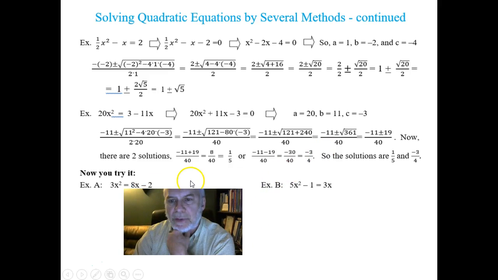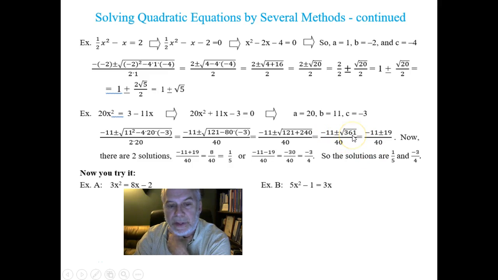So I'm going to plug these into the quadratic formula. So I do negative b, so negative 11, plus or minus the square root of 11 squared minus 4 times 20 times negative 3. And so you have negative 11 plus or minus 121 minus 80 times negative 3. Now negative 80 times negative 3 is positive 240. So you end up with square root of 361 in the numerator. On the bottom, you have 2 times 20 or 40. So you end up with this.